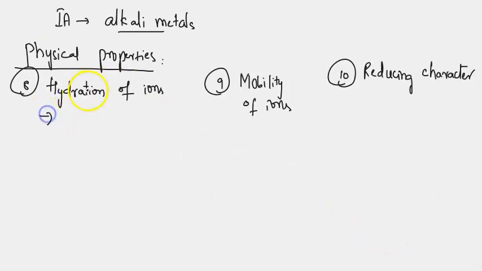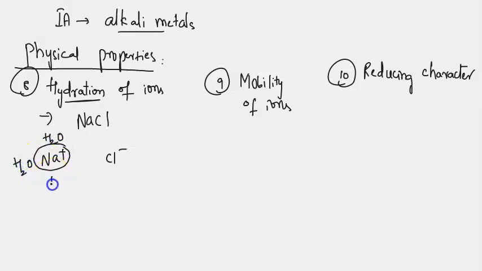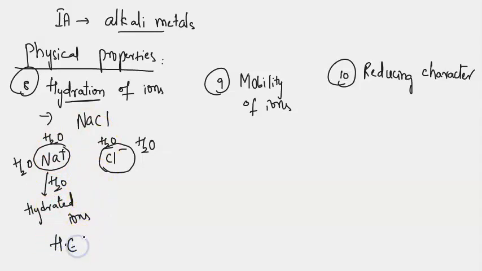When a salt is added to water, it gets hydrated. For example, if we consider sodium chloride, when added to water, it will form Na plus and Cl minus ions, where Na plus ions will be surrounded by water particles, and similarly Cl minus ions also will get surrounded by water particles. These ions that are formed are said to be hydrated ions. The energy released during this process is said to be the hydration energy. This process is an exothermic process.